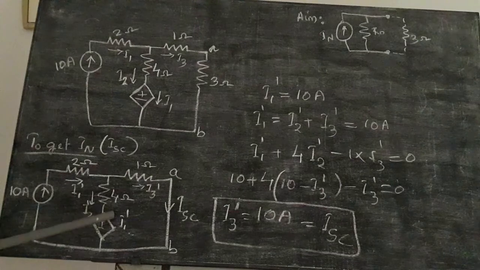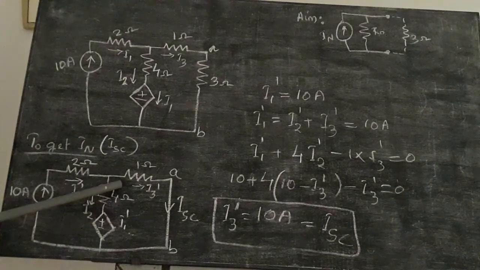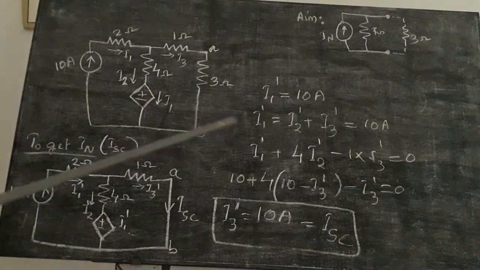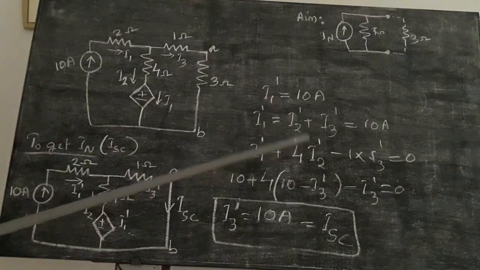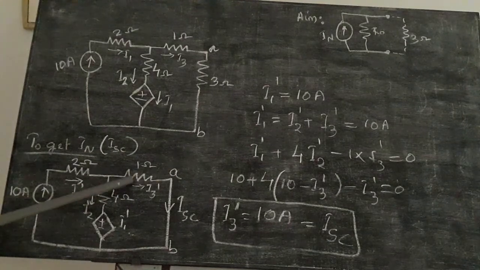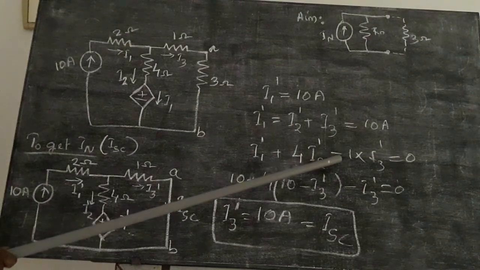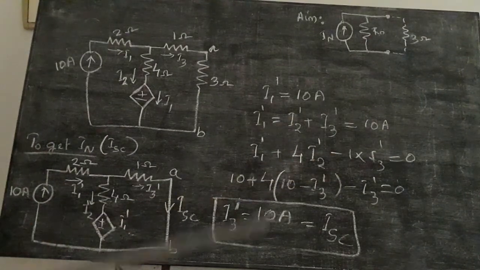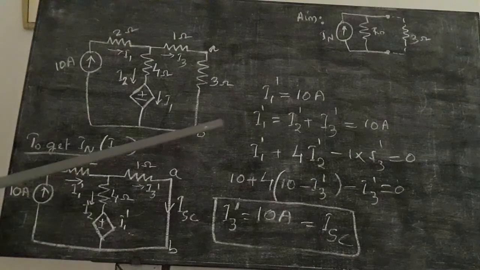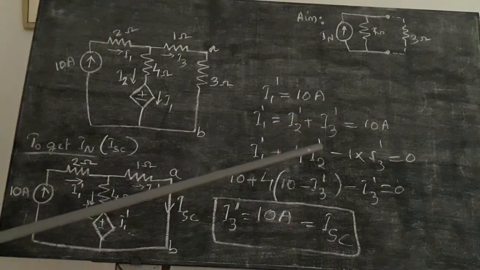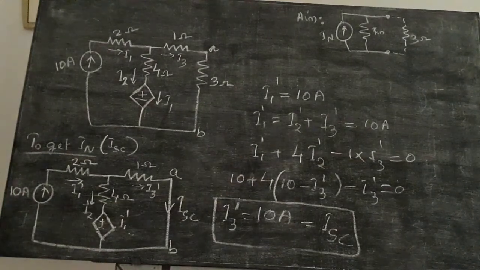That is, we are traveling from down to up, but I2 dash is moving from up to down, so the voltage drop is 4 I2 dash. Then the next element, the 1 ohm resistor. Here the voltage drop is 1 into I3 dash. We are traveling and I3 dash is also along our direction, so the sign is minus: 1 into I3 dash, equal to 0. Now see, I2 dash plus I3 dash is 10 ampere, then I1 dash plus 4 I2 dash minus I3 dash is equal to 0.